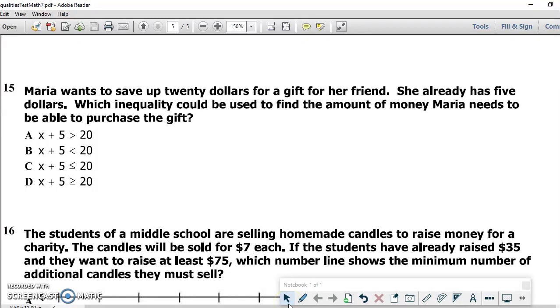Number 15, Maria wants to save up to $20 for a gift for her friend. She already has $5. Which inequality could be used to find the amount of money Maria needs to be able to purchase a gift? Let's identify important information we need. She needs to save up to $20. She already has $5. Okay? So let's figure out what sign we're going to use. Up to $20 means that even if she gets $20, she is okay.